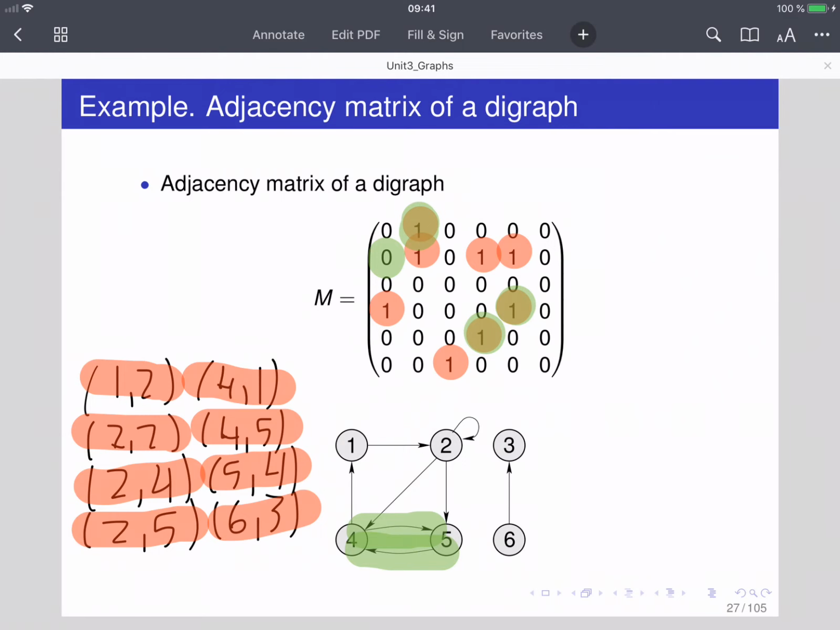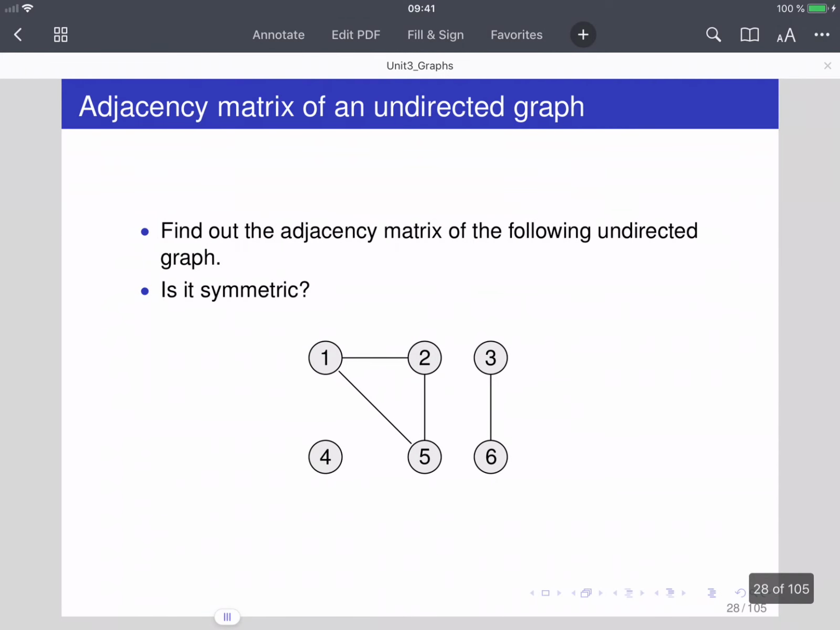Okay, so let's see now the adjacency matrix of a non-directed graph. Now we are going to use this example in which we have six vertices again. So we are going to use a matrix which is 6 by 6. Again, a matrix 6 by 6. But now we have an undirected graph. The graph is not directed, okay?